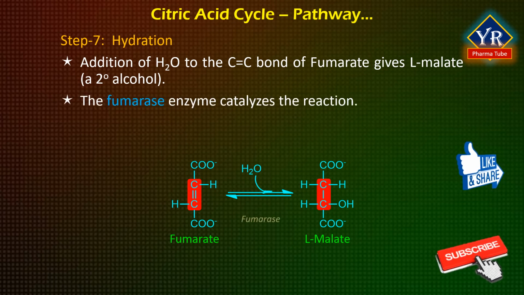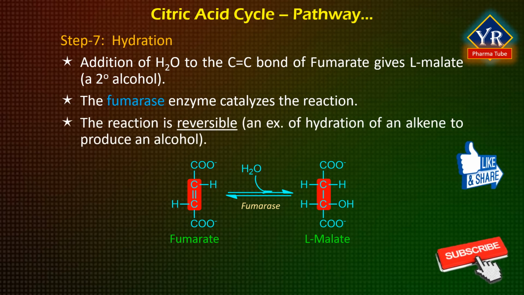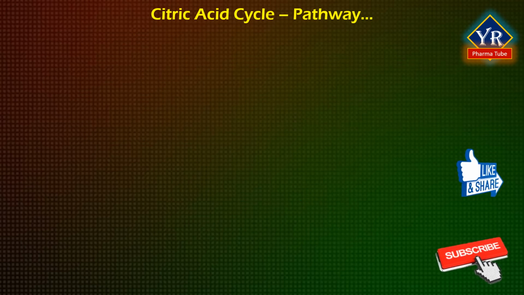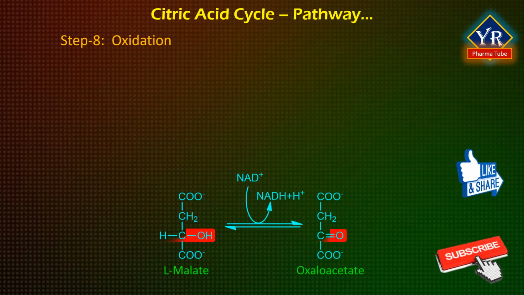The enzyme fumarase catalyzes this reaction. The enzyme is stereospecific, so only the L isomer of the product, L-malate, is produced. The reaction is freely reversible. This reaction is a biological example of the hydration of an alkene to produce an alcohol. And the last step is oxidation or dehydrogenation of malate to regenerate oxaloacetate.